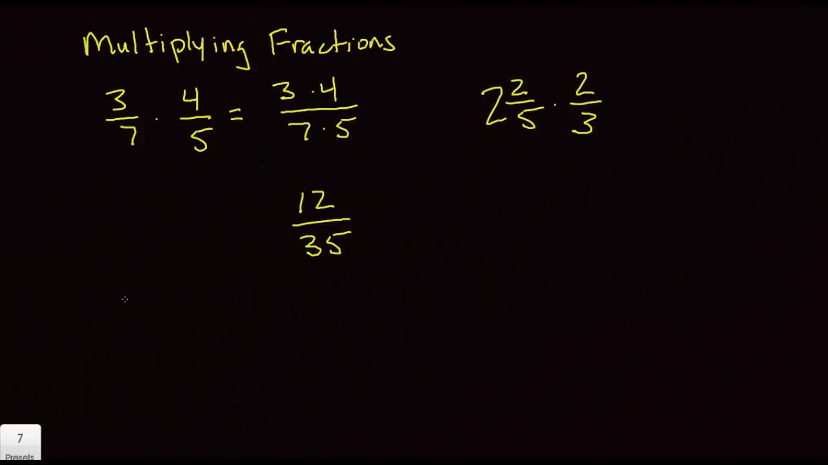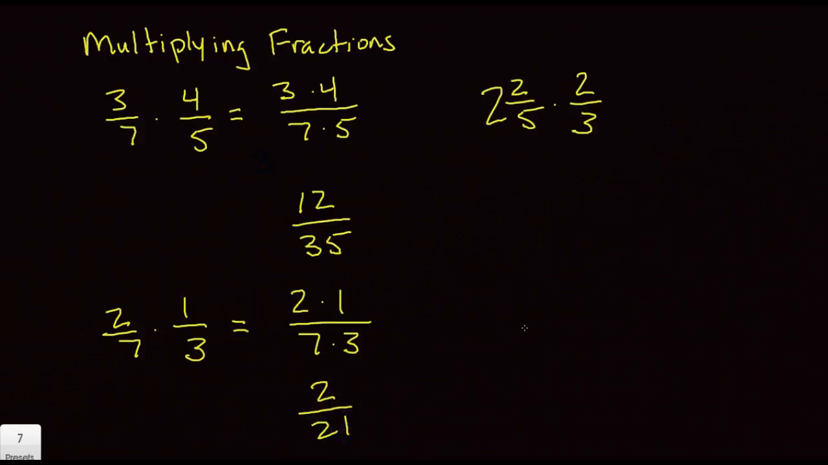Another example, 2/7 times 1/3. We would do 2 times 1 in the numerator. We would do 7 times 3 in the denominator, and we get 2/21. Okay, so multiply the numerators, multiply the denominators.